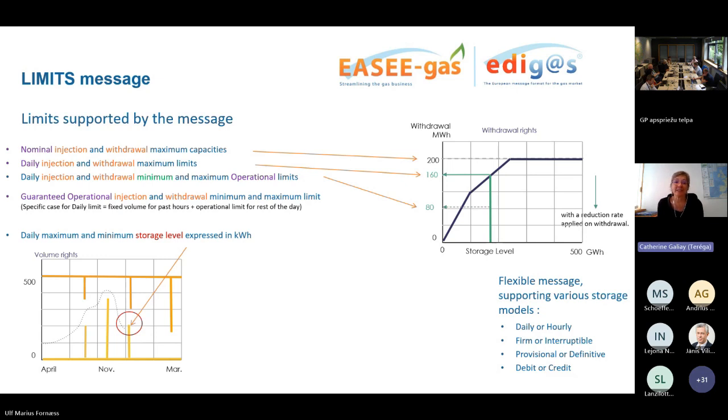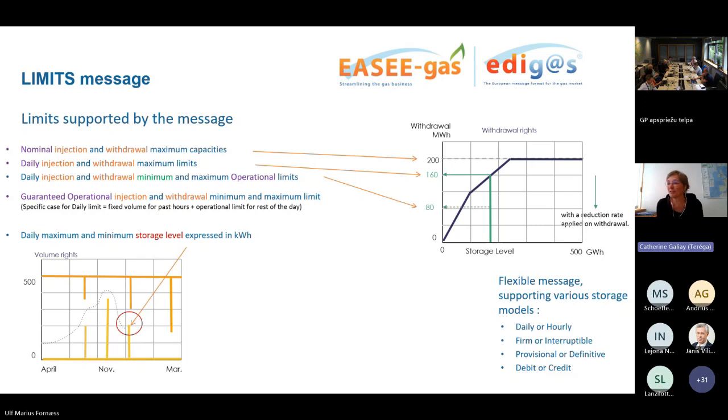I will speak in 1 minute about the minimum limit that is in this third bullet point, and also about the guaranteed limit corresponding to the fourth bullet point, but I will just skip now to the last bullet point regarding the storage level limit, which are volumes expressed in kilowatt hour. These are the maximum and minimum volume to be respected. It's linked to the volume obligation and rights as presented before.